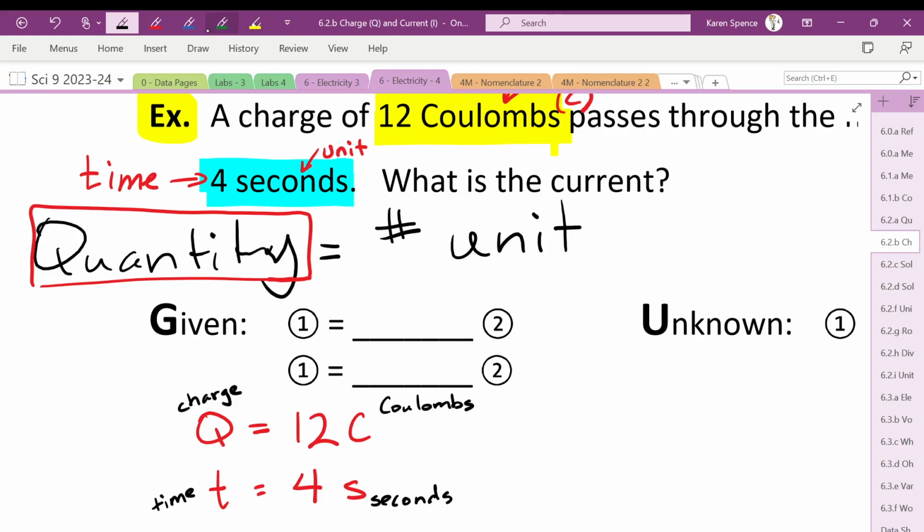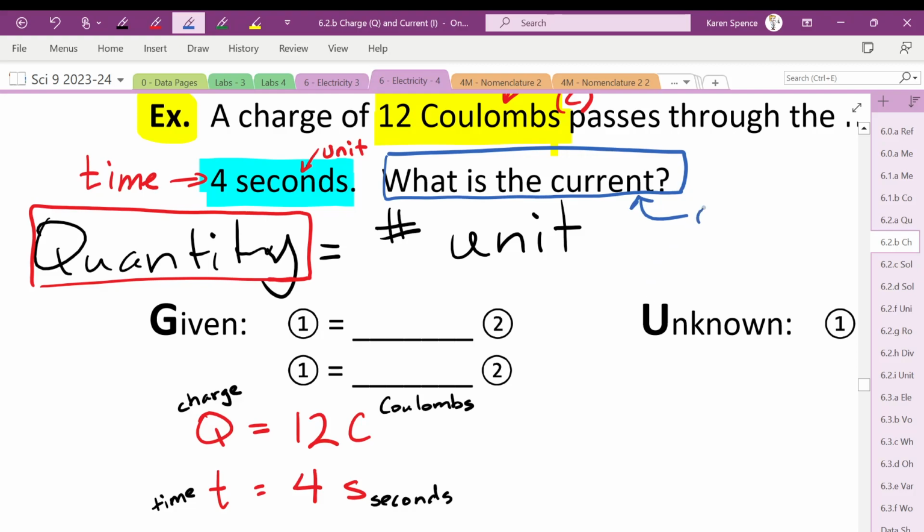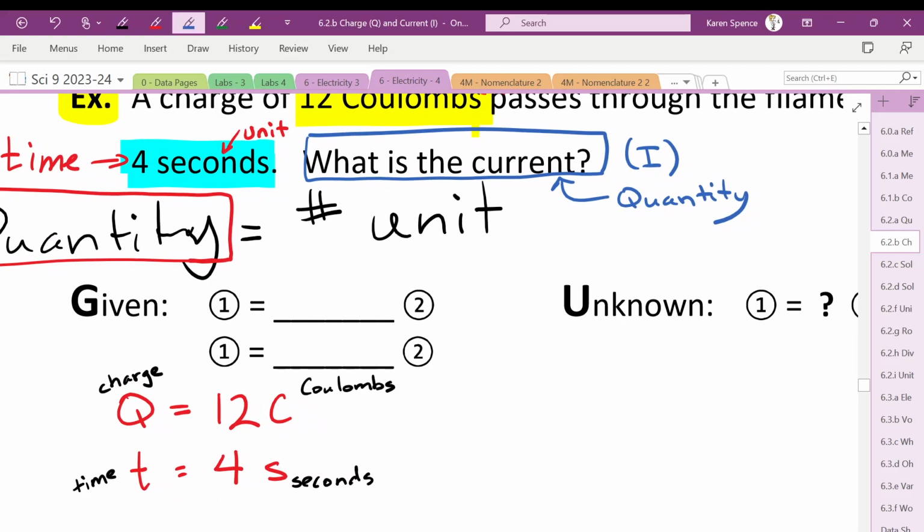It says, what is the current? Now, is current a unit or is current a quantity? Quantity. Current is a quantity. And what is the symbol for current? I. So what we're going to do is over here where we have our unknown, we're going to write our current I. Again, we're going to write quantity equals, oh, pen just went wacky. Sometimes it just stops working. I just have to plug it in and then unplug it again, and it seems to work. Very strange.